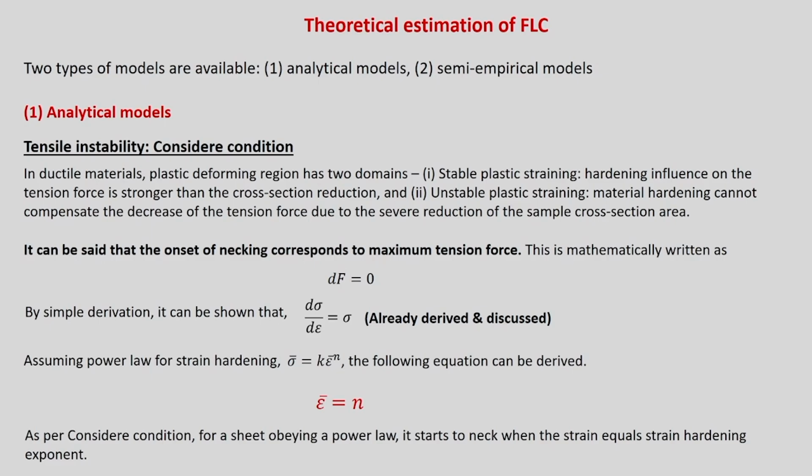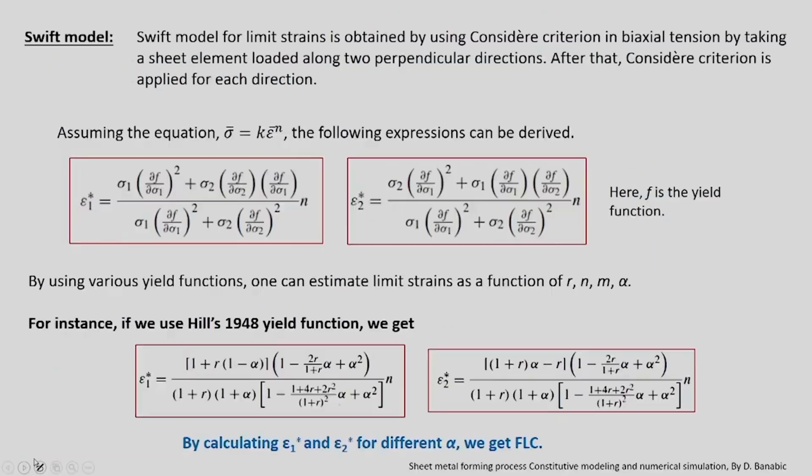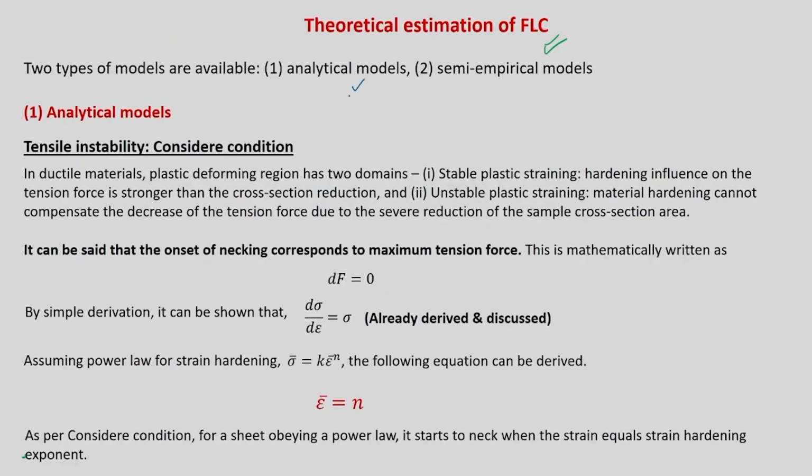Of course, all of these have to be validated by doing some formability test at lab scale to get the forming limit and compare it. You have to validate it. If you go for a theoretical estimation of the forming limit curve, you will see that these forming limit models can be divided into two parts. One is your analytical model, the other one is semi-empirical models.